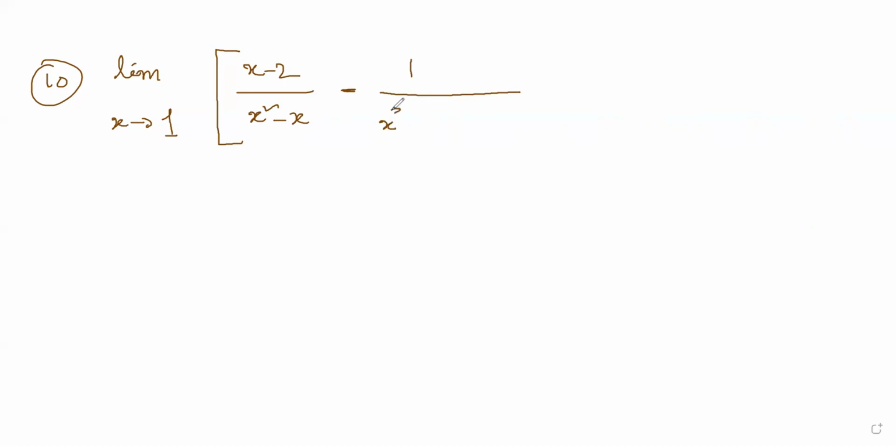Limit x tends to 1, x minus 2 whole divided by x square minus x, minus 1 by x cube minus 3x square plus 2x.